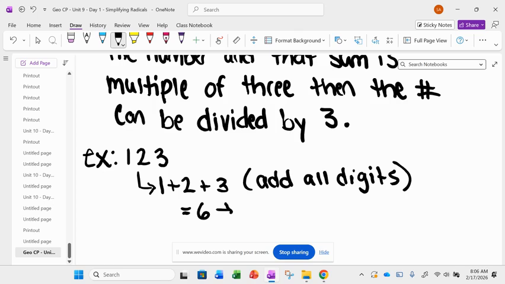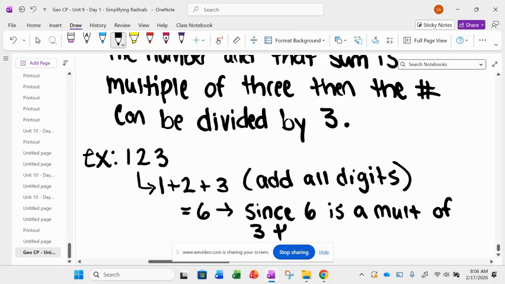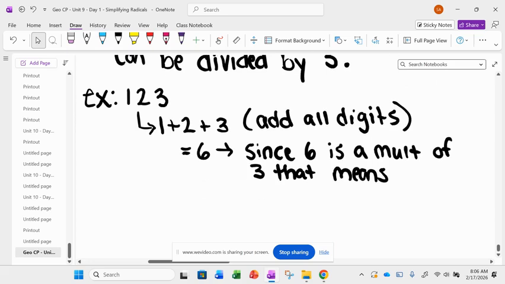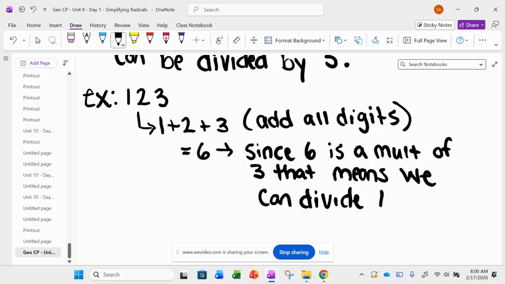Yes, since 6 is a multiple of 3, that means we can divide 123 by 3 evenly.